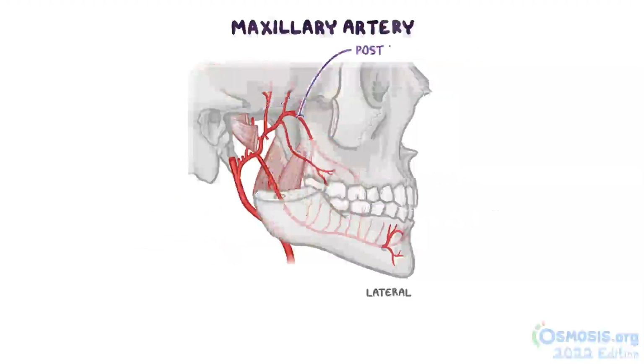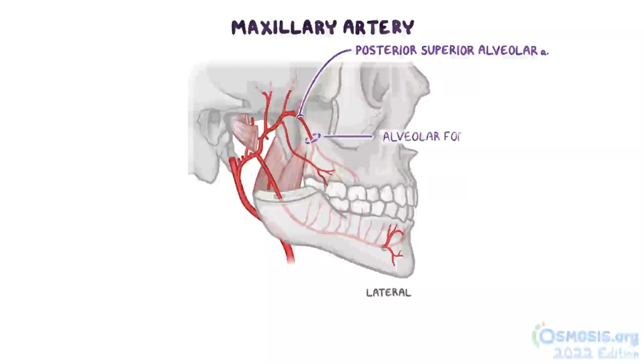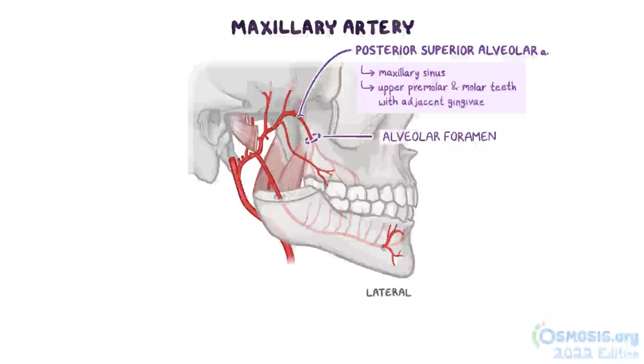Fourth, there's the posterior superior alveolar artery, just anterior to the lateral pterygoid. This artery branches off the maxillary artery as it enters the pterygomaxillary fissure and enters the infratemporal surface of the maxilla via the alveolar foramen. It supplies the maxillary sinus and the upper premolar and molar teeth with their adjacent gingivae.